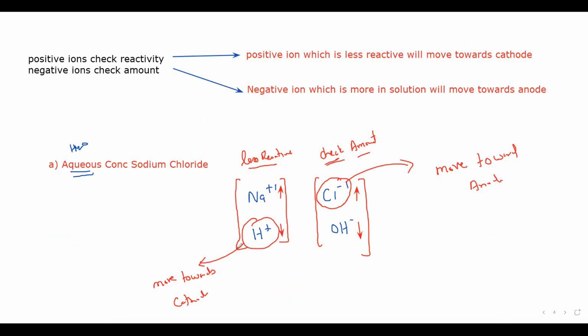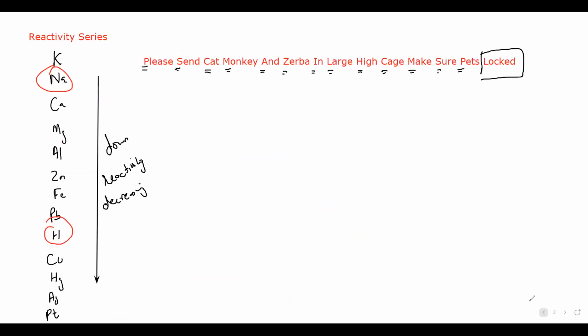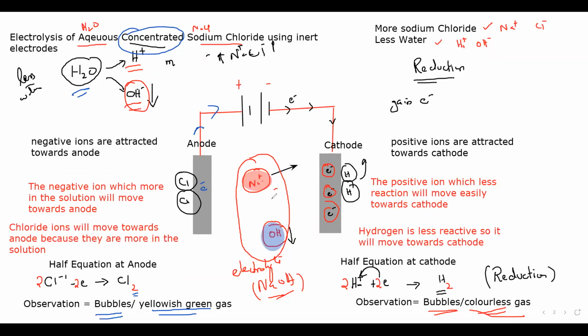They are attracted, there is attraction, but they are not able to discharge. I'm not saying there's no attraction. There is attraction between the sodium ion and the cathode, but because hydrogen ions move easily, move faster, being unreactive, they go there first and are released as compared to sodium. And because chloride ions are greater in amount, they are able to move quickly.